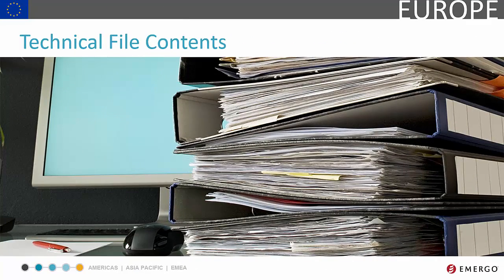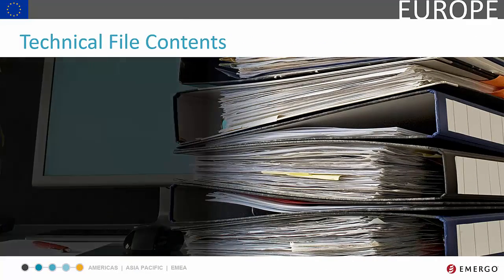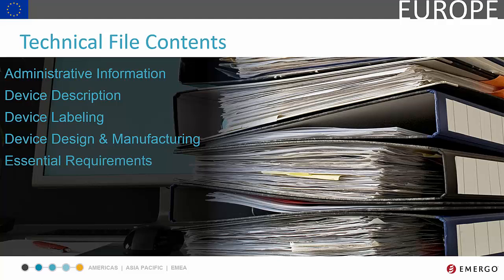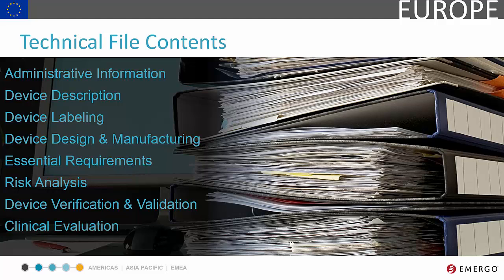Primarily, your technical file should contain 8 components: administrative information, device description, labeling, design and manufacturing, essential requirements, risk analysis, device verification and validation, and clinical evaluation. Administrative information consists of the names, addresses, and other contact information for the manufacturer, authorized representative, and notified body. This also entails regulatory documentation, including your declaration of conformity and any quality system standard certificates.